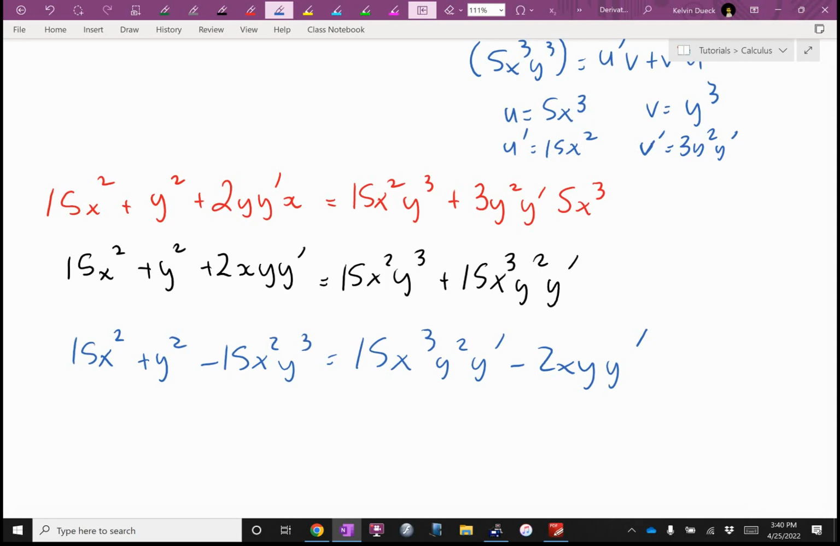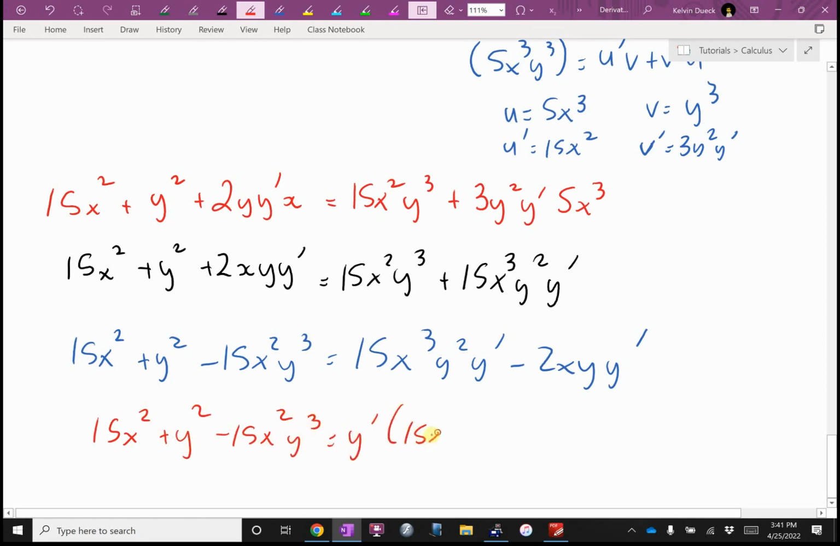How many y primes do I have? How many would I prefer? It'd be really neat if there was a Math 9 operation that I could pull out of my back pocket and change this from 2 y primes into 1. Is that why you snuck that in calculus? Maybe. GCF. There's a y prime in both terms on the right. I can write this as 15x squared plus y squared minus 15x squared y cubed equals y prime bracket 15x cubed y squared minus 2xy.